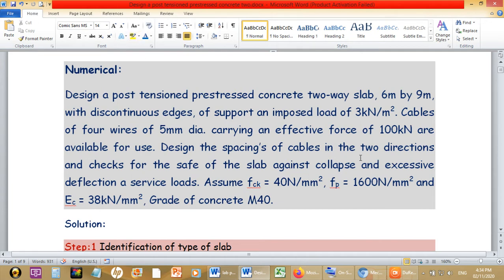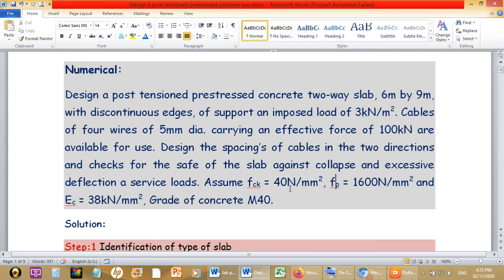So here is the numerical statement. Design a post-tensioned pre-stressed concrete two-way slab 6 meter by 9 meter with discontinuous edges of support and an imposed load of 3 kN per meter square. Cables of 4 wires of 5 mm diameter carrying an effective force of 100 kilonewtons are available for use. Design the spacings of the cable in the two directions and check for the safety of the slab against collapse and excessive deflection at service loads.